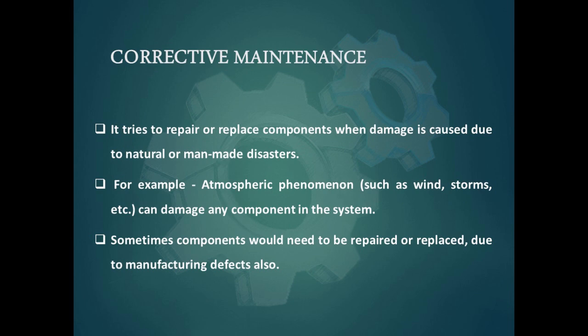Corrective maintenance tries to repair or replace components when damage is caused due to natural or man-made disasters. For example, atmospheric phenomenon such as wind, storms, etc. can damage any component in the system. Sometimes components would need to be repaired or replaced due to manufacturing defects also.